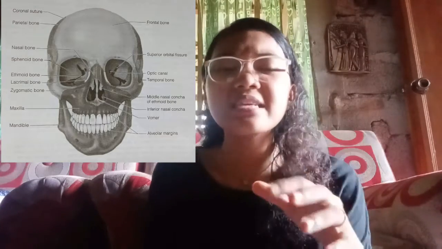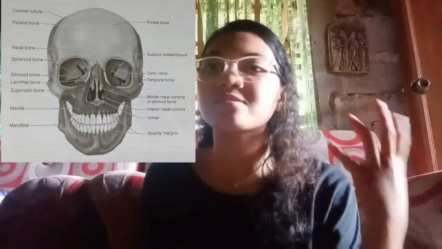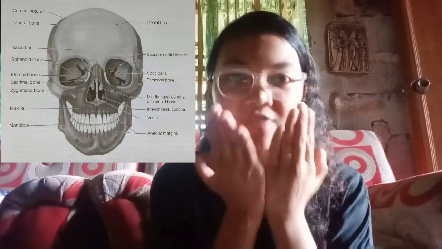So, those are the bones in our skull and our facial bones. Oh, there is one more. The lacrimal bone is here, inside. The lacrimal bone is here in our eye.